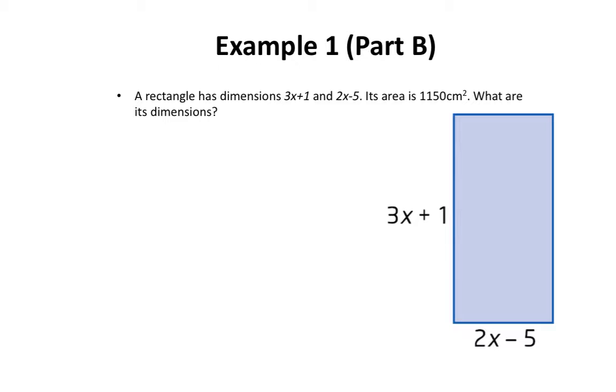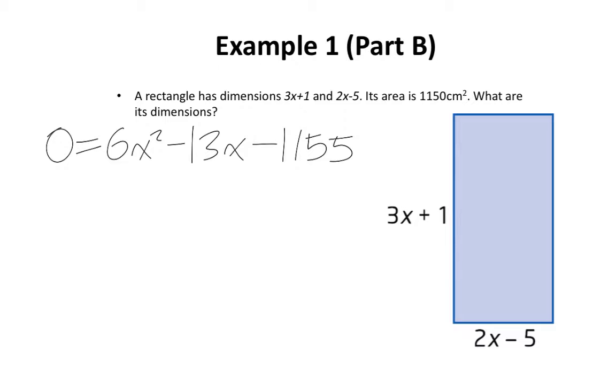In part A, we determined the quadratic expression, which was 0 equals 6x squared minus 13x minus 1,155. Keep in mind that we want to figure out the value of x. Now, what exactly does that mean? That means we need to find the value of the x-intercept, and you already know how to do that. We're going to do that through factoring.